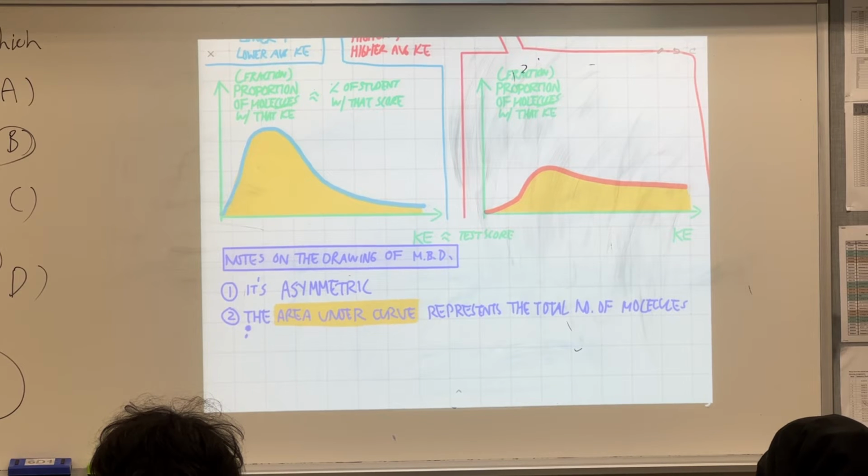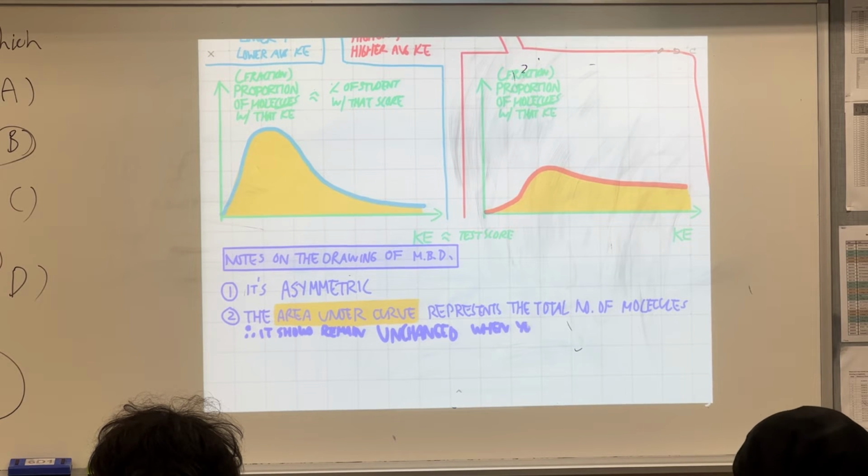So therefore, it should remain unchanged when you change temperature.